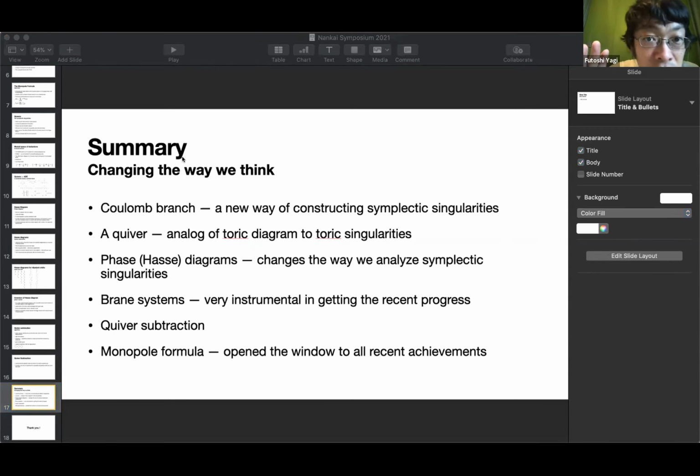Can I ask a question? Yeah, of course. Should we understand the quiver as a 3D N=4 gauge theory, or is it just a diagram to specify the geometry? So this is a very nice question.